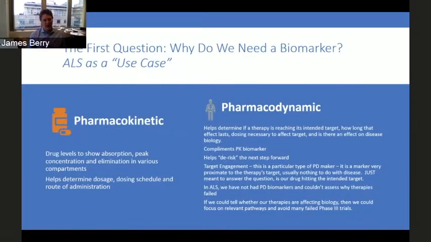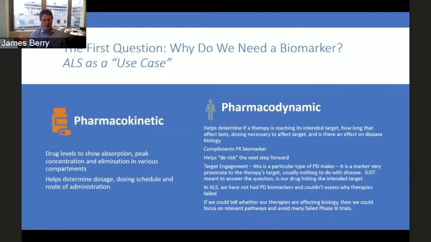And I'll talk in a second about target engagement, which is one kind of pharmacodynamic biomarker. It works together with the PK biomarker to help you determine things like dosing schedule and what's the ideal dose to take forward. And I think perhaps most importantly, it helps de-risk the next step forward. So if you can work out a pharmacodynamic biomarker, show that your drug reaches pharmacokinetically relevant levels in the central nervous system, and then show that there is a biological effect of your drug, then it really has gone a long way to making a later stage trial make a lot of sense.